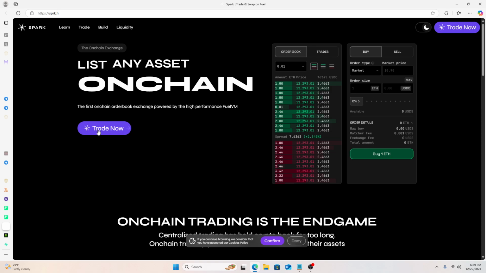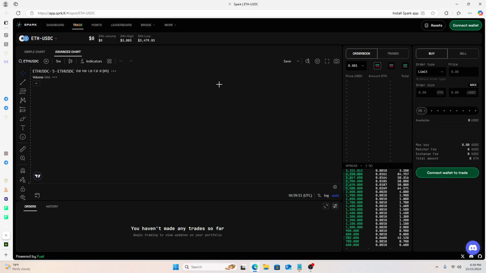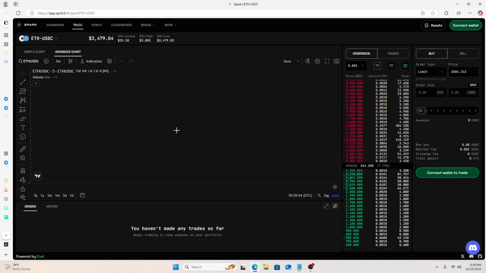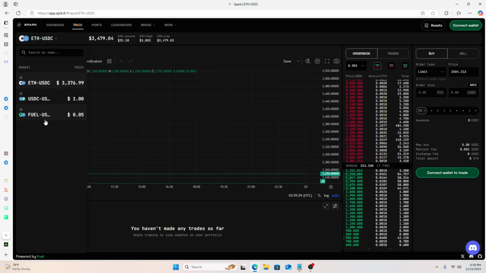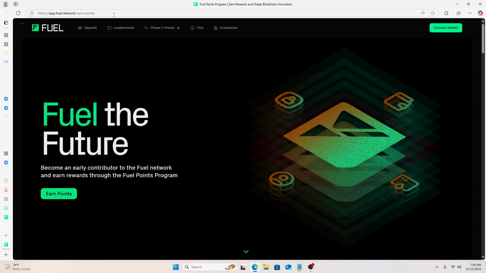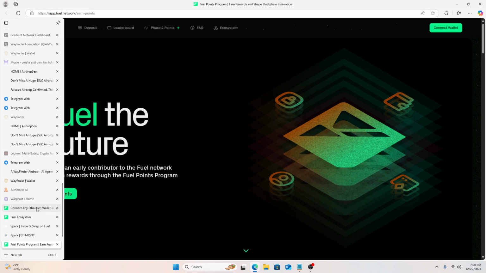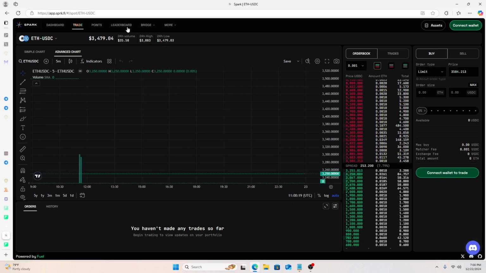order book type of exchange, which is good because it gives you the ability to limit trade if you are looking for opportunities on Fuel. But it only features 3 currencies. So let's say you want to buy Fuel on a dip. This will be a good place to do so because you can limit trade. Now for points, it only offers the Fuel points at the moment. It may end up having its own native point system.